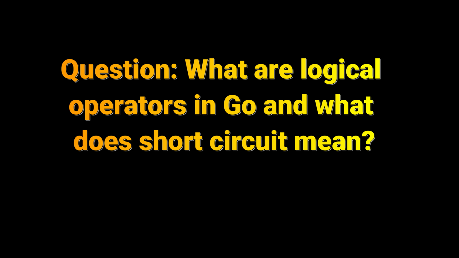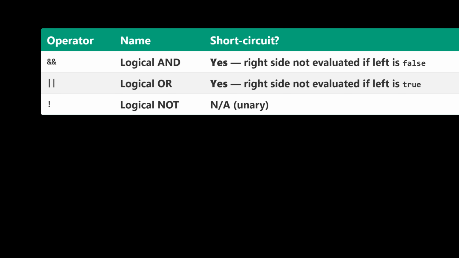Question: what are logical operators in Go, and what does short circuit mean? Answer: logical operators in Go are used to combine or change Boolean values. Logical AND returns true only if both sides are true. Logical OR returns true if at least one side is true. Logical NOT changes true to false and false to true.